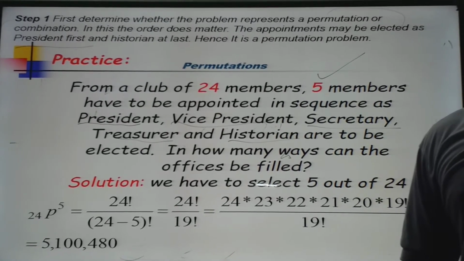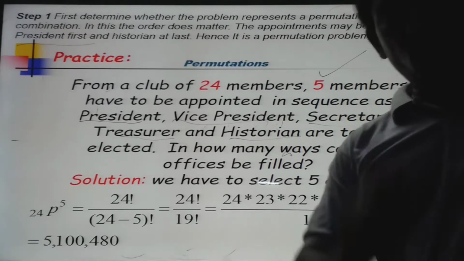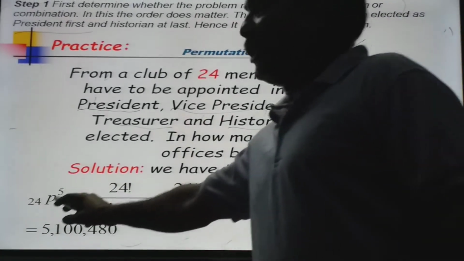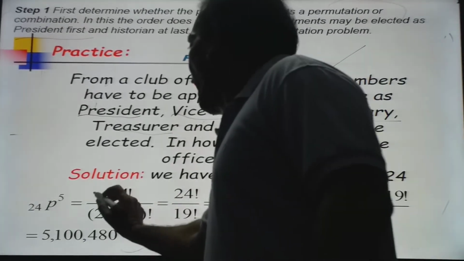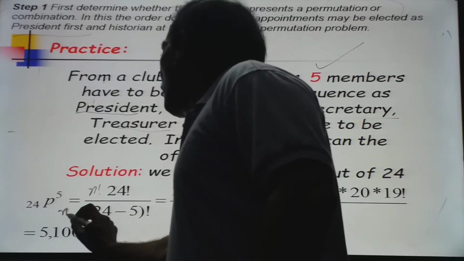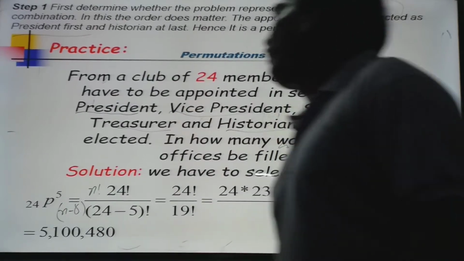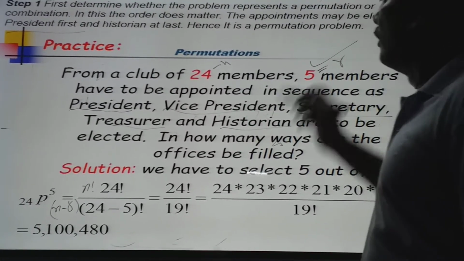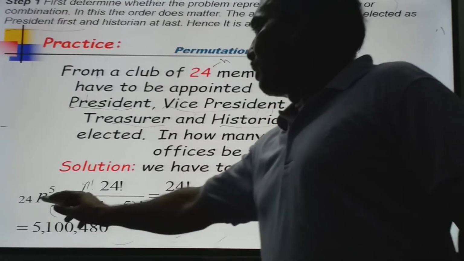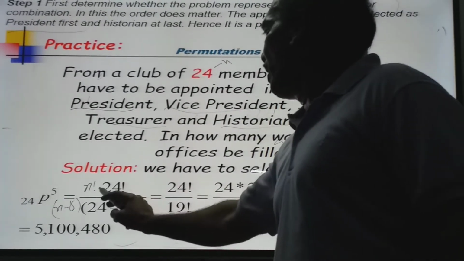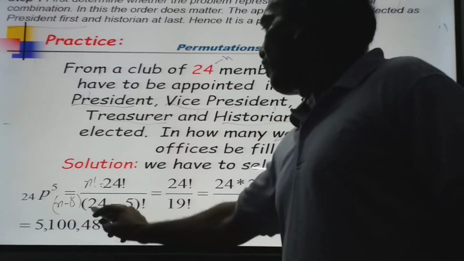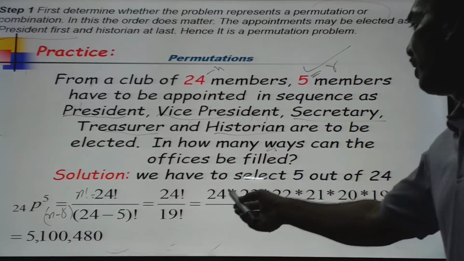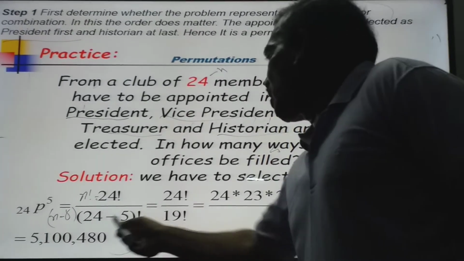The first one will be the president, the second one will be the vice president, the third the secretary. So here the order is important, so we will apply permutation. In permutation, the formula is n factorial over n minus r factorial. So 24 will be n and 5 is equal to r. Just put the values: in place of n, you write 24 factorial, and in place of r, 24 minus 5. Now, how do you solve it? 24 minus 5, you get 19.